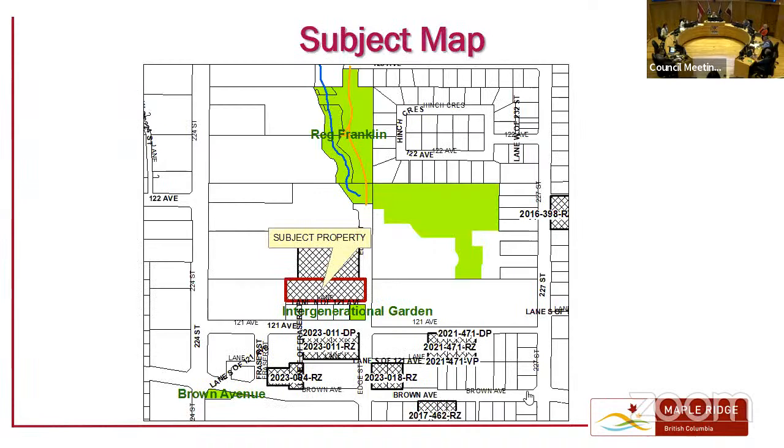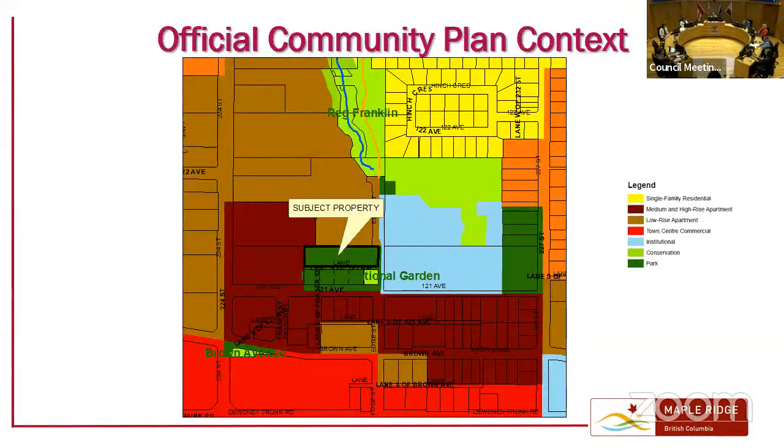The subject property is located within the town center, between 224th and Edge Street, abutting a lane to the south, and Maple Court apartment residential is located to the west. The property is currently designated park under the town center area plan, but redesignation of the property to low-rise apartment will be required in order to support this rezoning application. And this land use designation is in line with the properties to the north.